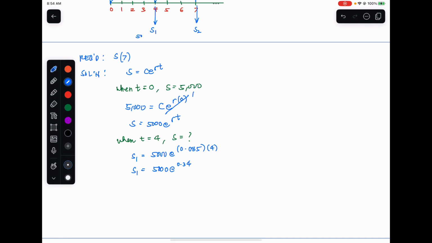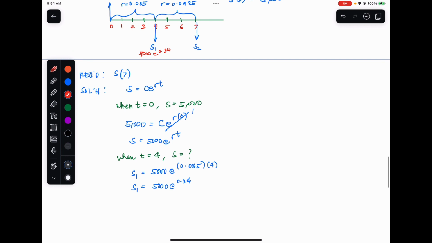That is 5,000 e raised to 0.34. That is our amount there. But after 4 years, this amount is now subjected to a different interest rate. This time it's 9.25%.